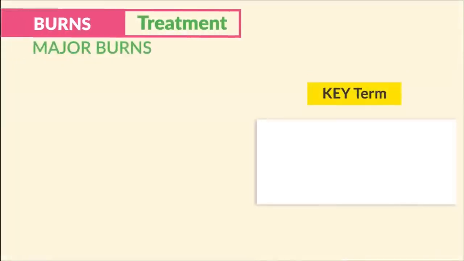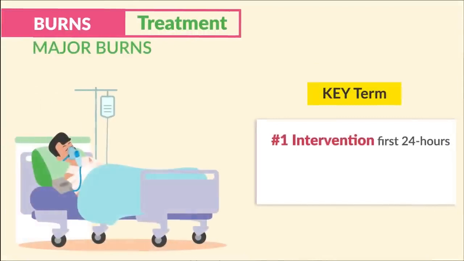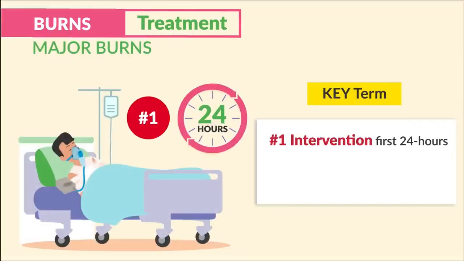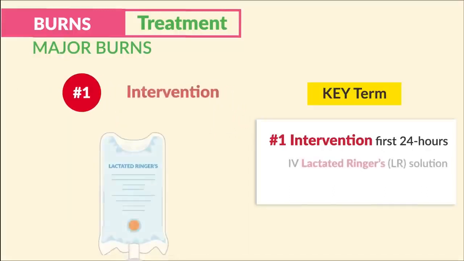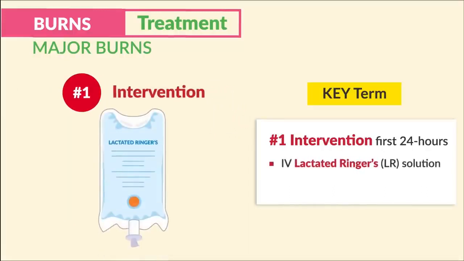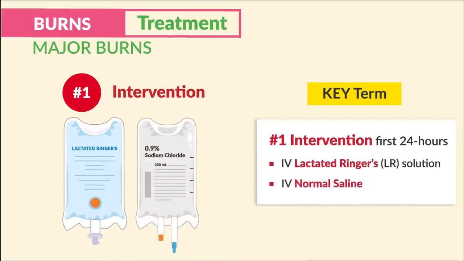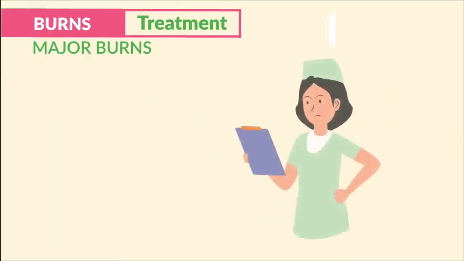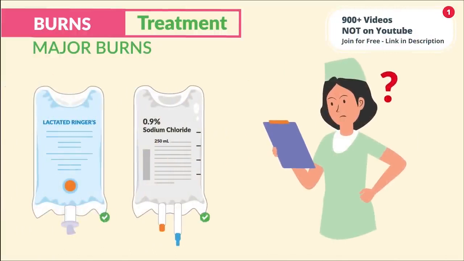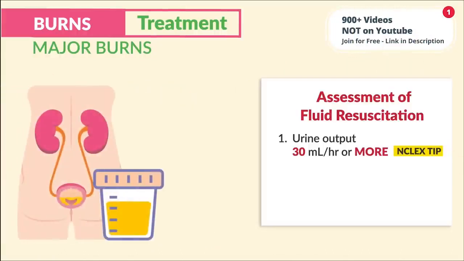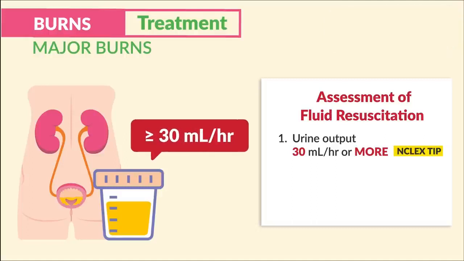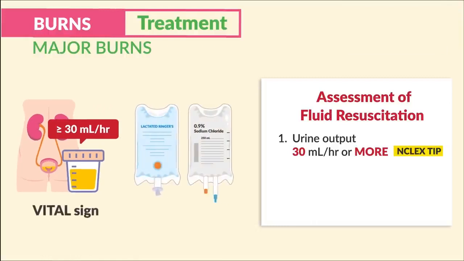Now for the treatments of major burns, as mentioned before, during the emergent phase, the number one intervention in the first 24 hours, hopefully you wrote this down, we give isotonic solutions like IV lactated ringers and IV normal saline. Now, how do we know if fluid resuscitation is working or not? Well, the assessment of fluid resuscitation, big key term here, urine output 30 mLs or more. Huge NCLEX tip. Make sure to write that down.